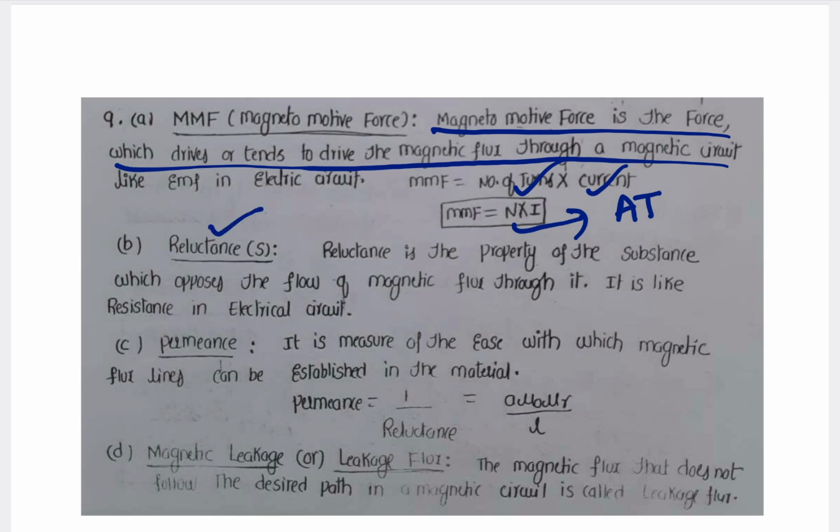Reluctance is like a resistance. It opposes the development of the flux. Resistance opposes the flow of current. Reluctance is going to oppose the flux. Reluctance is the property of the substance which opposes the flow of magnetic flux.